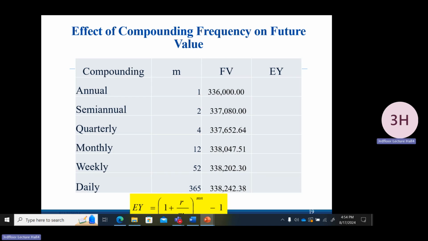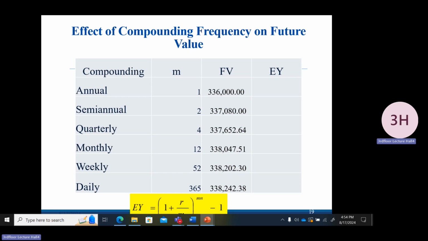Now, the effective rate. I told you that when there is more frequent compounding, the true interest rate is not the 12%. So really you are getting more than 12%. With annual compounding, there is no effective rate difference; the return you are getting is also 12%. But with semi-annual, you have an effective rate. You can calculate it using this formula.